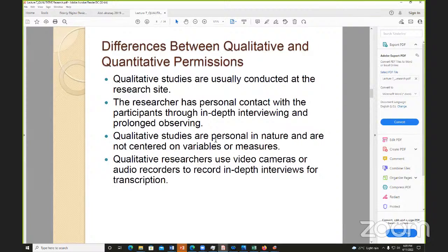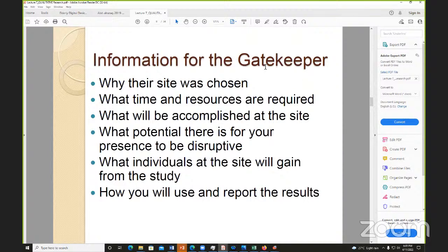There are some differences in how you get those permissions. Because you're going through in-depth interviewing and observation, qualitative studies usually have cameras or audio recorders, so the permissions need to be very clear in advance. You need to go through a gatekeeper, and the gatekeeper is the authority, like I was saying earlier. So you need to have the authority agree to the study, and you explain why you're there. Usually this is with a letter, and sometimes that letter is preceded by an oral conversation.